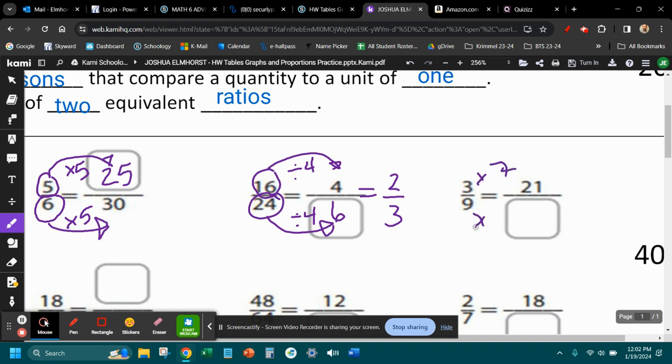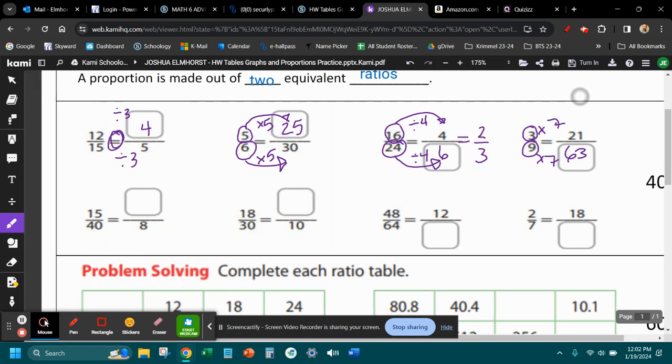Times 7, times 7. Our multiplication tables are going to help us out with ratios. So 3 times 7 is 21. 9 times 7 is going to give us 63. All right, so take a few minutes, finish up the ones down below.